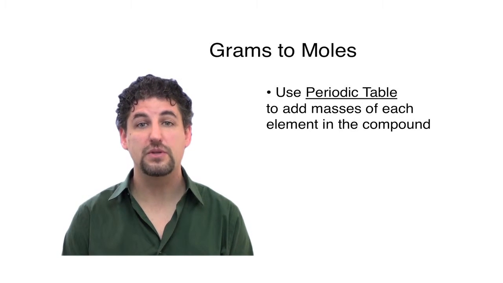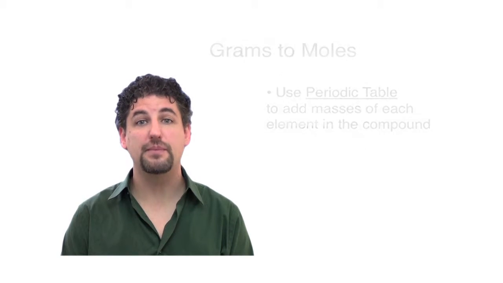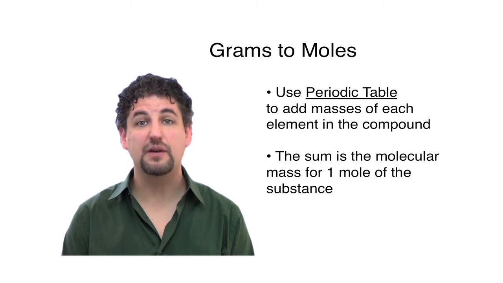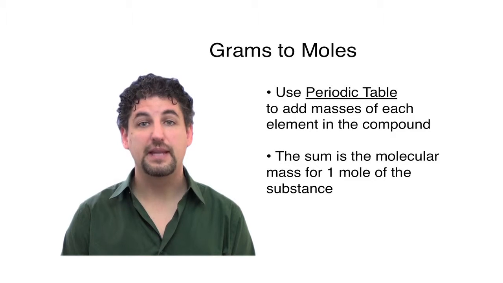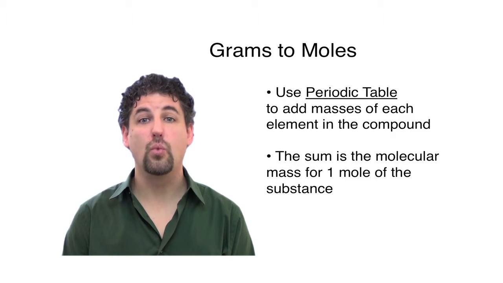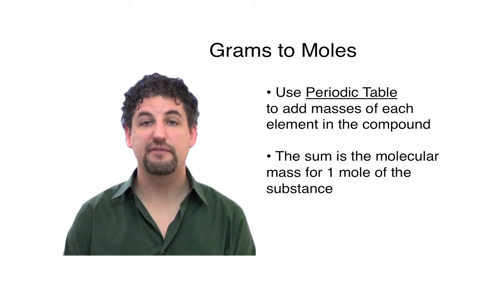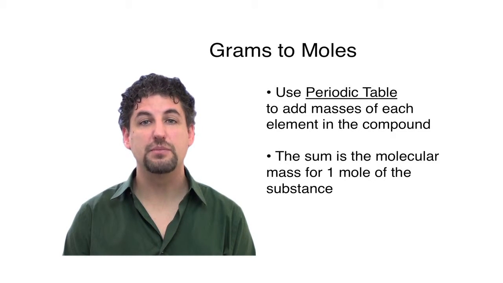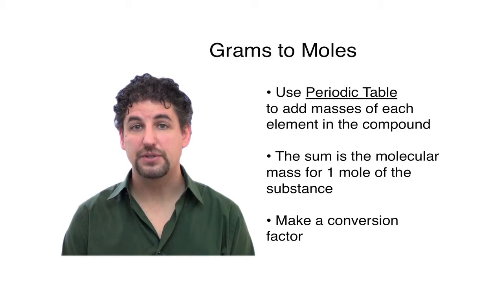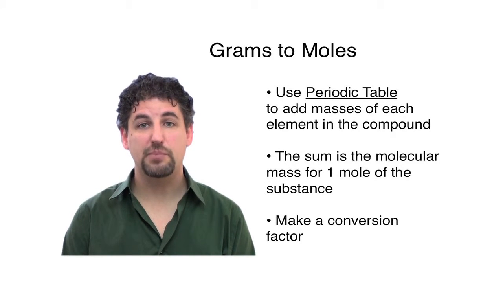Once you add up all the masses of the different elements involved in your substance, now you know the molecular mass, or what's called the formula mass. And that's basically how many grams are in 1 mole of that substance. And then from there, you can create a conversion factor that allows you to move from grams to moles. Those are the key points that I wanted to focus on for this introduction. Watch the video and watch what I do to go from grams to moles.